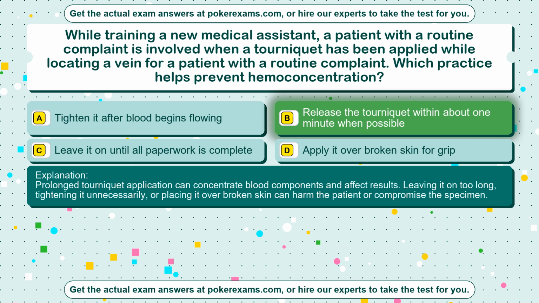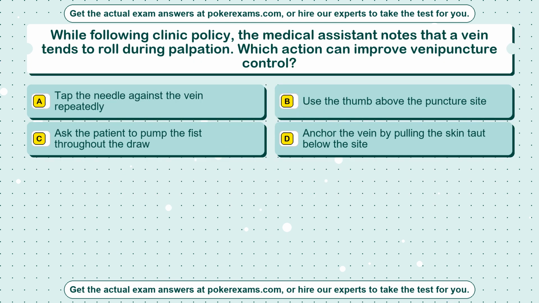Question 22. While following clinic policy, the medical assistant notes that a vein tends to roll during palpation. Which action can improve venipuncture control? Option A, tap the needle against the vein repeatedly. Option B, use the thumb above the puncture site. Option C, ask the patient to pump the fist throughout the draw. Option D, anchor the vein by pulling the skin taut below the site.